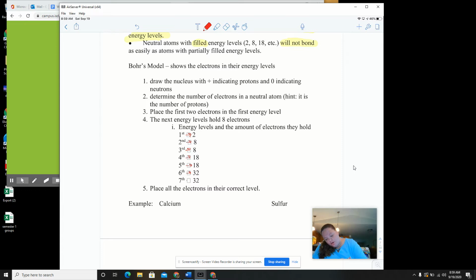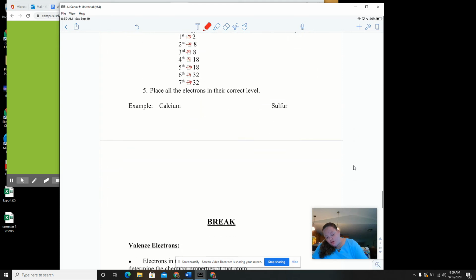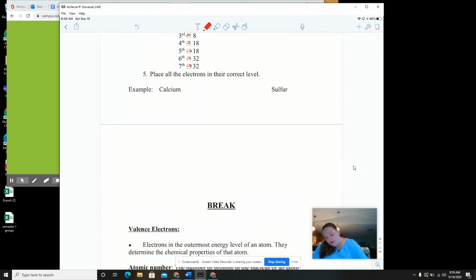Now, we're not going to go all the way down to the 7th energy level. That's just brutal. So here's what we're going to do. We are going to do calcium and sulfur. So we're going to do calcium. So we're going to go to our periodic table.